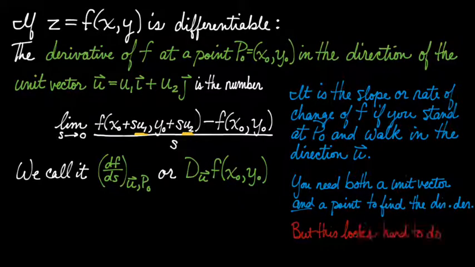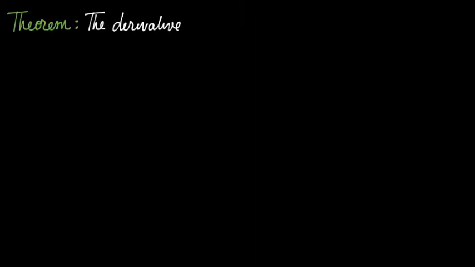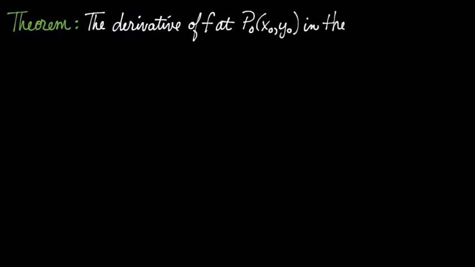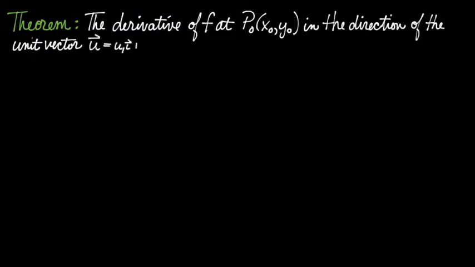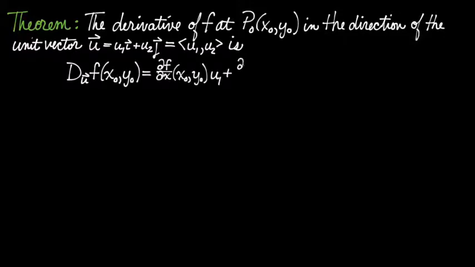But just like in Cal 1, this looks obnoxious. We don't want to compute a limit every time. Surely there's a better way. And here it is. We can compute the directional derivative of f at p0 in the direction of u by computing this expression: the partial derivative of f with respect to x evaluated at p0 multiplied by u1, and the partial derivative of f with respect to y evaluated at p0 multiplied by u2, all added together. In general, this theorem is proved using the chain rule, but we're skipping that here.